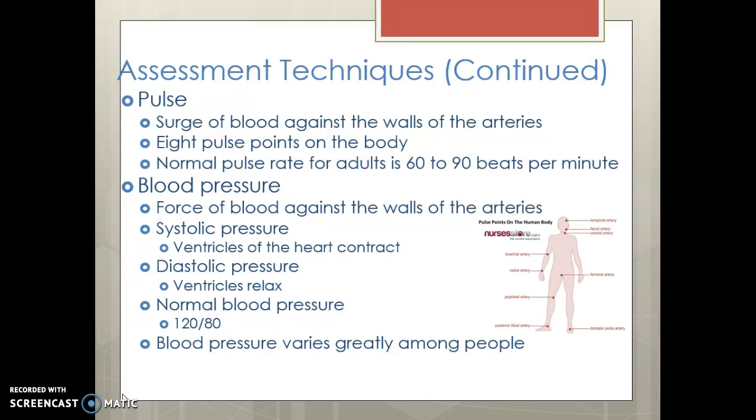The way you measure blood pressure is by listening and feeling, and the systolic is the first sound you hear, and the diastolic is the last on the dial. So you can never have a blood pressure of 80/120. It's always got to be the higher number over the lower number. And blood pressure does vary greatly among people. Most of you guys will have a blood pressure probably of like 100/60.